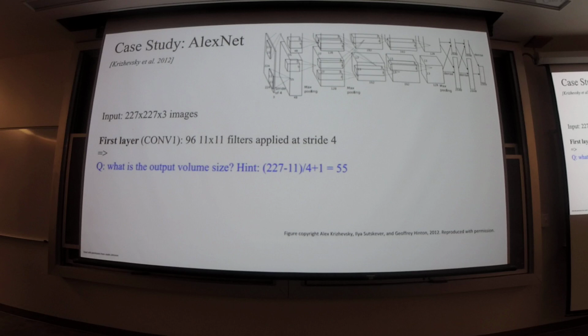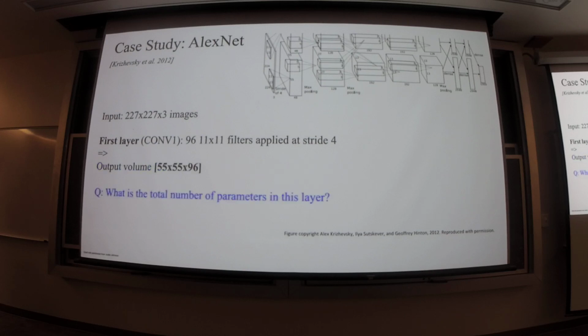You already have a hint there. You have that formula from last time. 227, you subtract off the filter width, you divide that by the stride, you add 1 to get that middle pixel in, and you get 55. So what's the output? Someone be brave and say it. 55 by 55 by 96. Nicely done. You're on it. Well done.